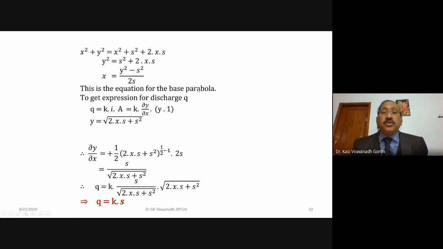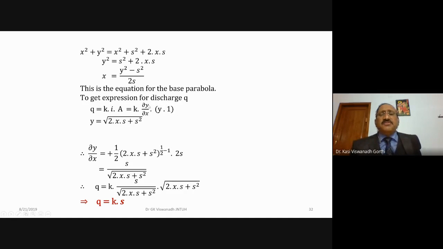This equation will be used for finding the values for several points of y, and the corresponding point x can be found. So if you have the values of x and y for all these points, the line joining all these points gives you the smooth curve for the parabola. So this is the equation for the base parabola.